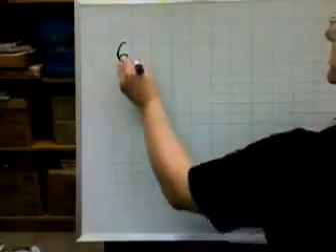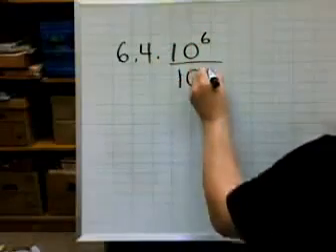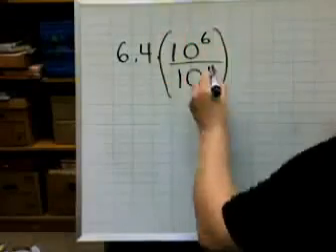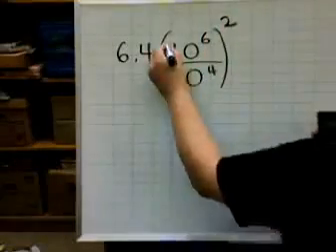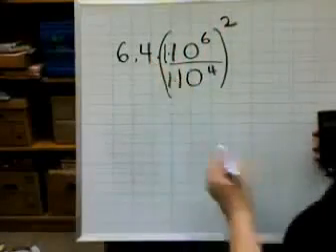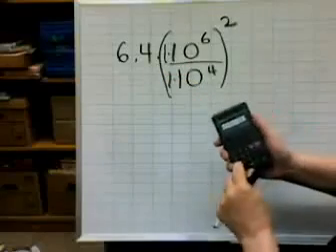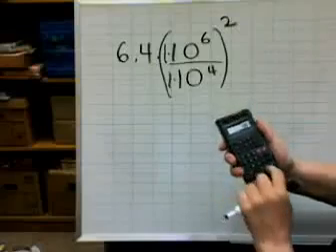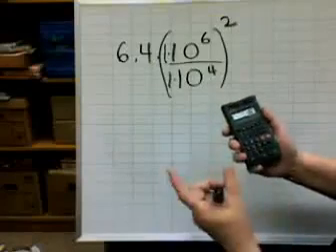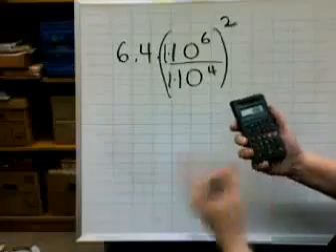Next one is 6.4 times 10 to the 6 over 10 to the 4th. And then that whole thing is squared. So here again, it's 1 times. So you need to know that 1 is there because when you're putting it in your calculator, you say 1 exponent 6 divided by 1 exponent 4 equals. That gives 100, and then you can square or raise to the power of 2. And that gives 10 to the 4th.